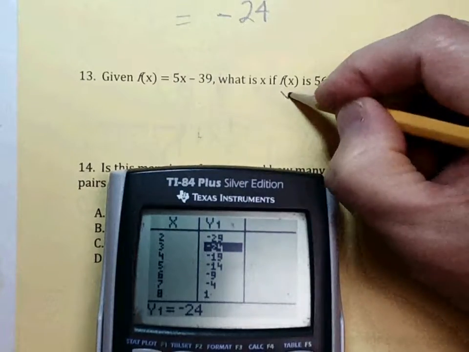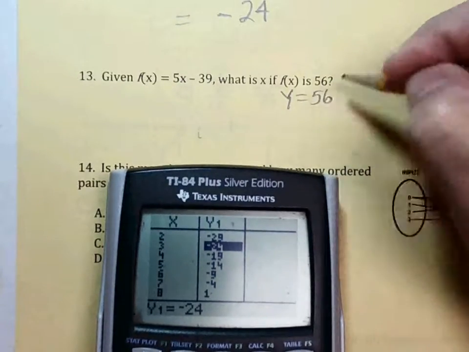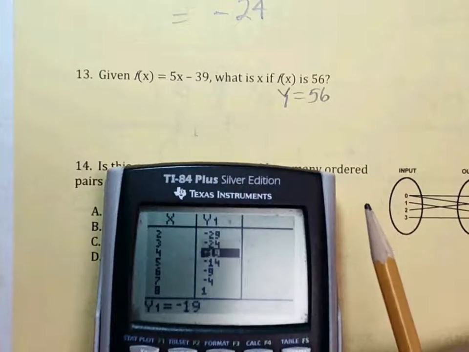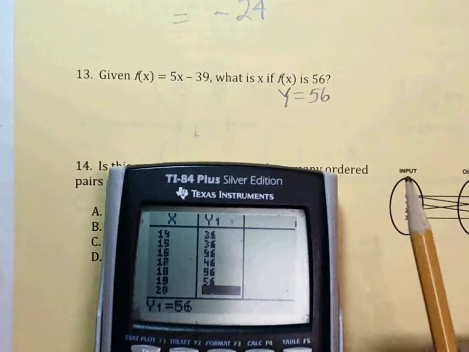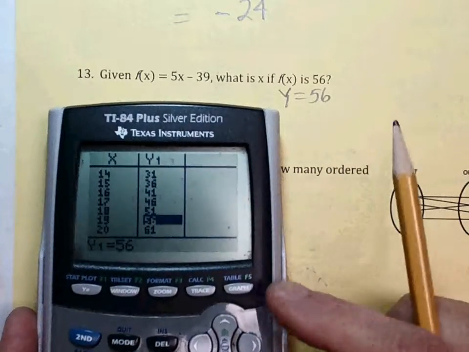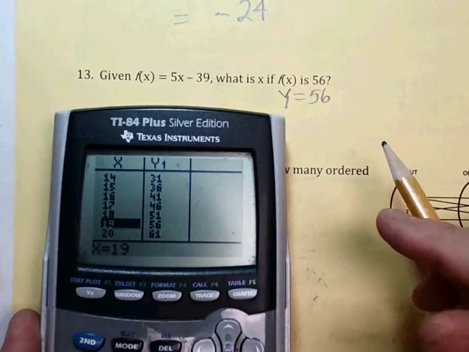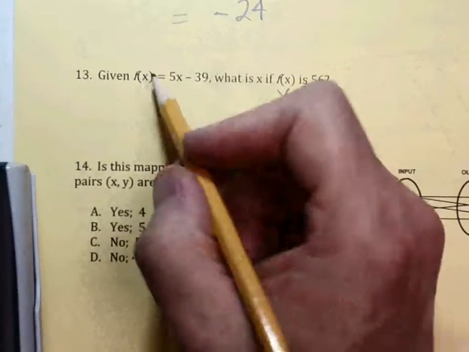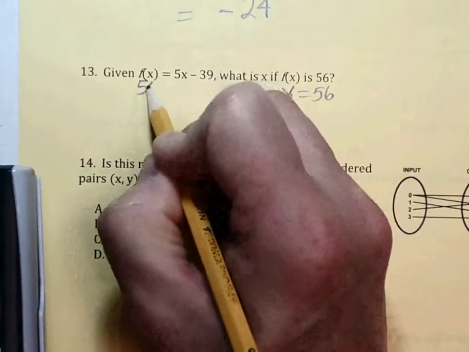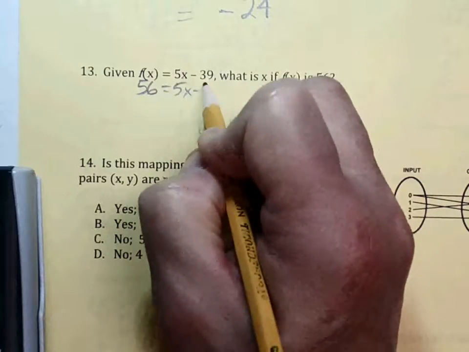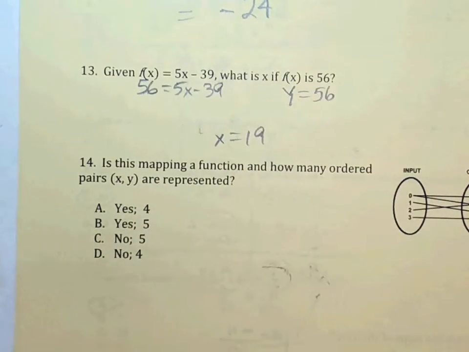Remember, f of x is y, so y is 56. So I'm going to look for a 56 on the y. There it is, right there. If y is 56, that means x is 19. So I could also put the 56 in right here, is equal to 5x minus 39, and you could solve for x. Guess what you're going to get? You're going to get 19.